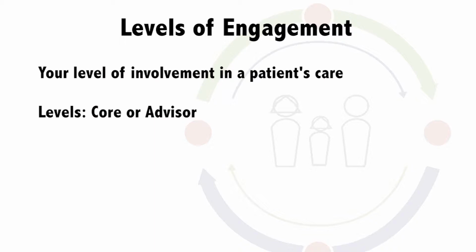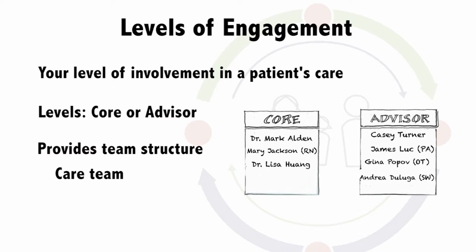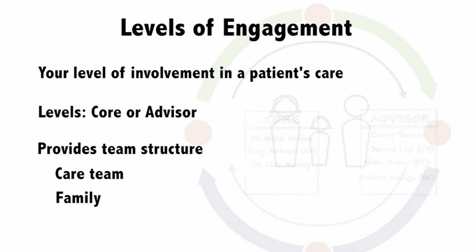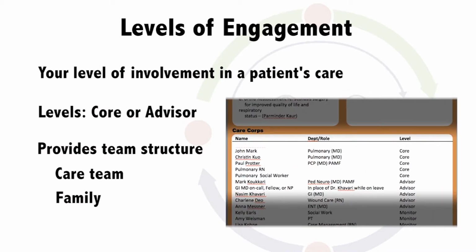But first, we'd like to emphasize the function of the levels of engagement, which is to provide a team structure, both for the care team, so that every provider is on the same page about who's directing care at any given time, and for the families to know who are the important players in their patient's care. One way families will see this structure is through the PACT Spotlight card, which lists every healthcare team member on their team, as well as their level of engagement.